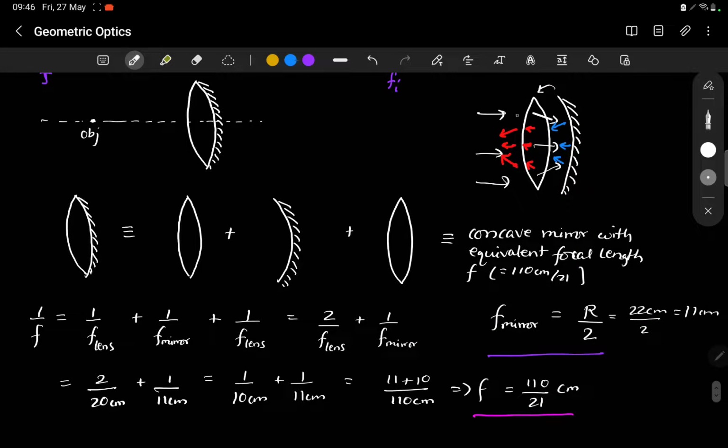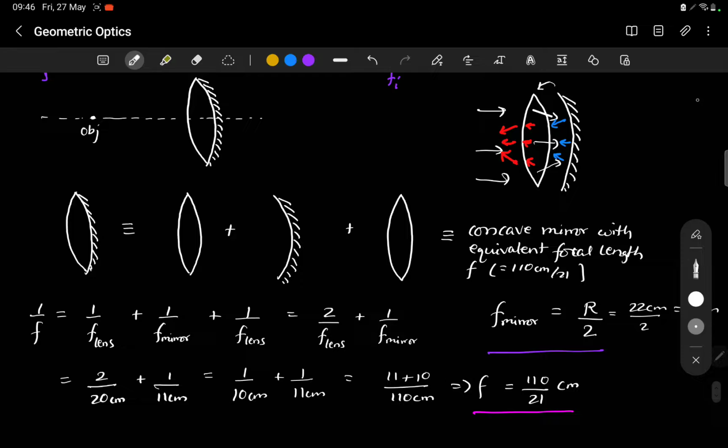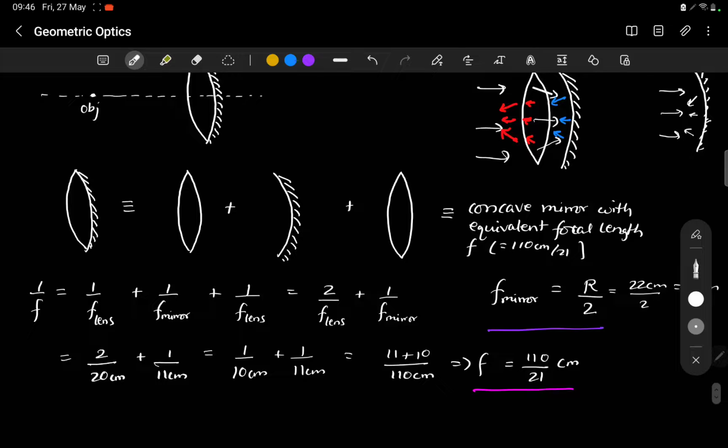Why do I say so? It's because you can see from this ray diagram, because of the presence of this convex lens and the concave mirror, the parallel rays coming would get converged in front of this combination. So this is just like having a single concave mirror. If we had one, then similarly the parallel rays would have come and then they would have been converged to some point. So this is how we are drawing the equivalence.